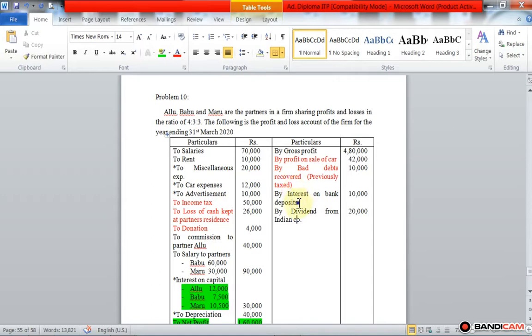Then by interest on bank deposit, income from other source, so income from other source is deducted from net profit. Dividend is also income from other source. Got it?